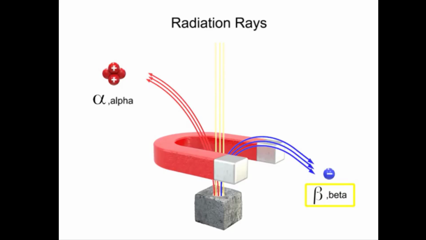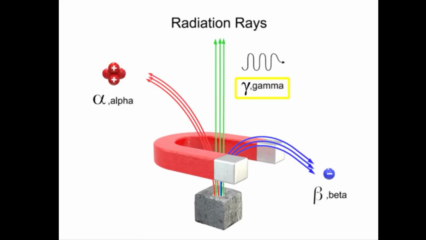Because electrons of the beta ray have less mass than the protons and neutrons in the alpha ray, the beta ray undergoes a more pronounced bend. Gamma rays are pure energy. Because a gamma ray has neither mass nor charge, it remains unaffected by the magnetic field.